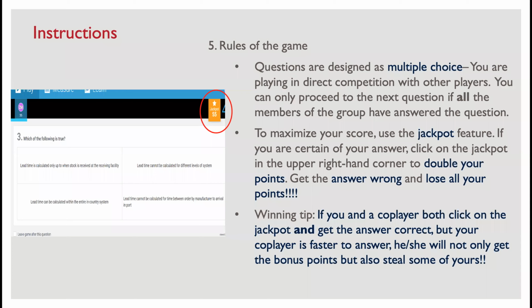Just a few tips. The questions are multiple choice. And if you are playing in competition with other players, if they happen to be online at the same time, you can maximize your score by using the jackpot feature, which will add additional points. So if you click the jackpot before you submit your answer, you'll get additional points. It can double your points. If you get a wrong answer, though, you could lose your points. If you and a co-player hit the jackpot at the same time and you both get it right, the person who's faster will actually get the points.